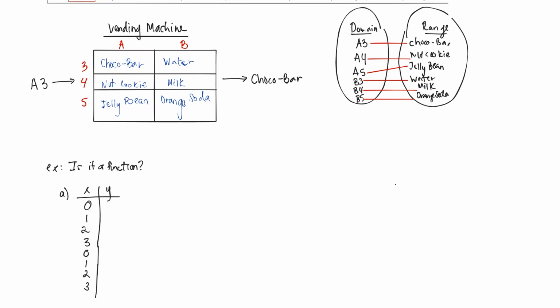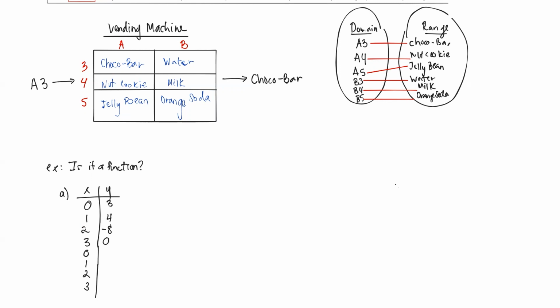So let's say that this table puts in 0 and then it puts out the number 3. It puts in a 1 and it puts out the number 4. It puts in 2 and it puts out the number -8. It puts in 3 and it gets out the number 0.